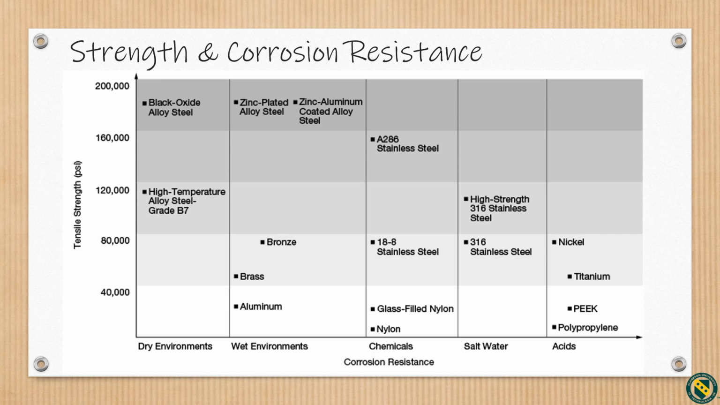Fastener strength and corrosion resistance are two of the most important factors in non-permanent joint design. Here we see how tensile strength and corrosion resistance map out for various materials.